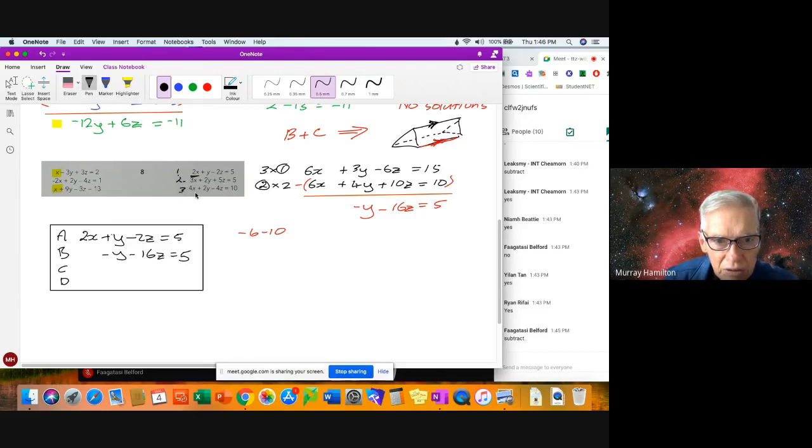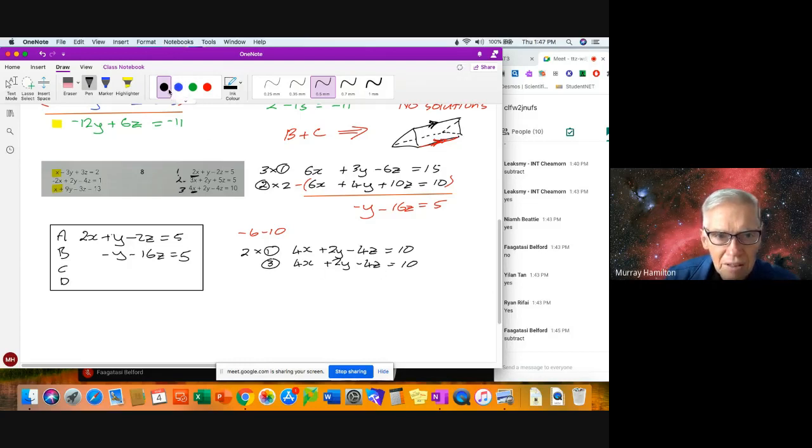Now, for the third equation here, we're combining the first and the third. So we've got 2x here and we've got 4x here. So if I just double equation 1, I will get 4x. So I get 4x. Oops, and I wrote 1. 4x plus 2y minus 4z equals 10. I've doubled that. And then I put equation 3 underneath it.